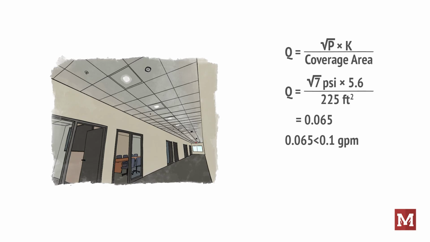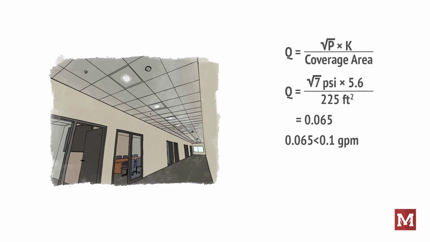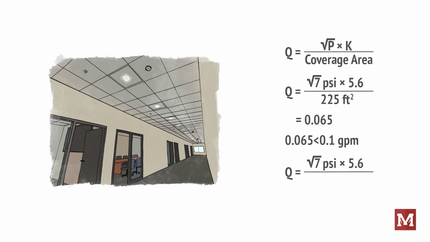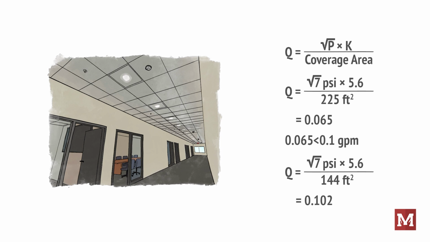So we redesigned it, and this time we reduced our spacing to 12 by 12 for 144 square feet of coverage per sprinkler. Magically, our most demanding sprinkler is again right at the NFPA minimum of 7 psi. Let's look at the math again. Square root of 7 times 5.6 divided by 144 square feet equals 0.102. Hey, we got it! Yay us! I never doubted us, not even once.